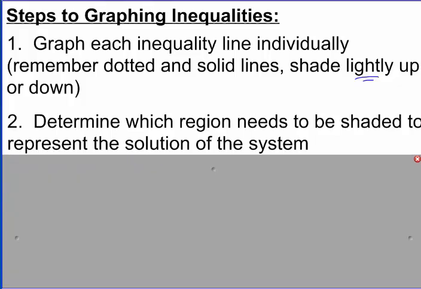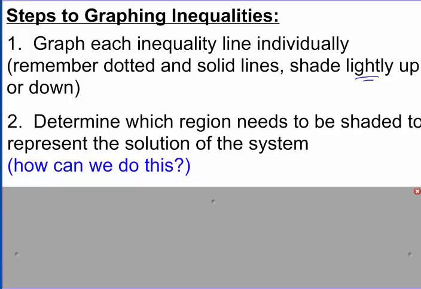Second, you're going to determine which region needs to be shaded to represent the solution of the system. Think about two different inequality lines. You have two graphs, both with shading, and you put those graphs on top of each other, pretending they're transparencies. To determine the region that needs to be shaded as our solution, you look to see which region overlaps in both of the graphs. Again, I will show you an example of that in a little bit.